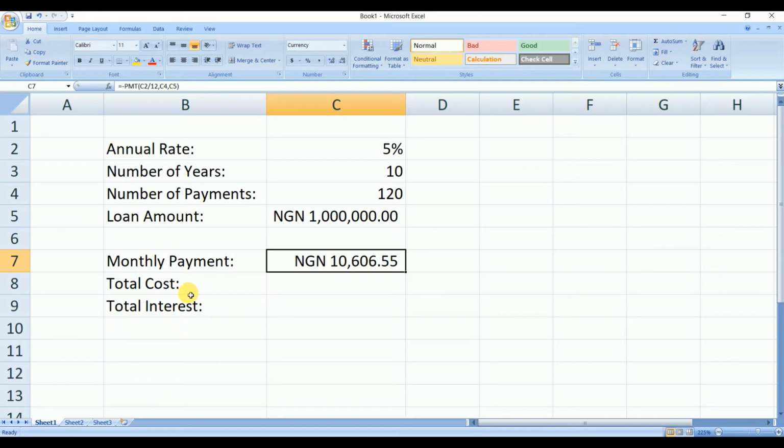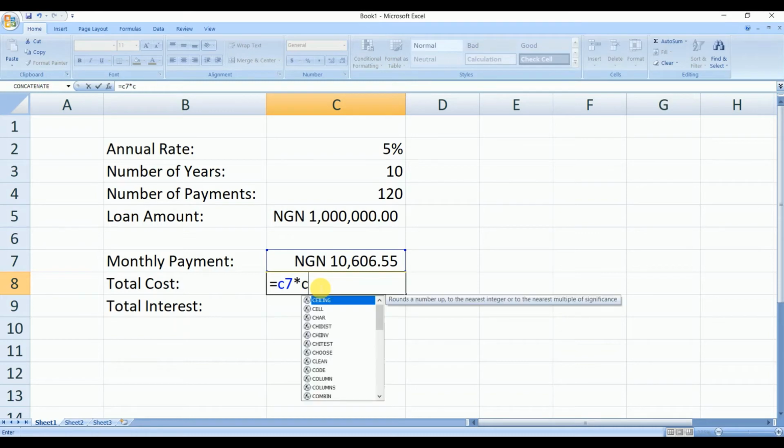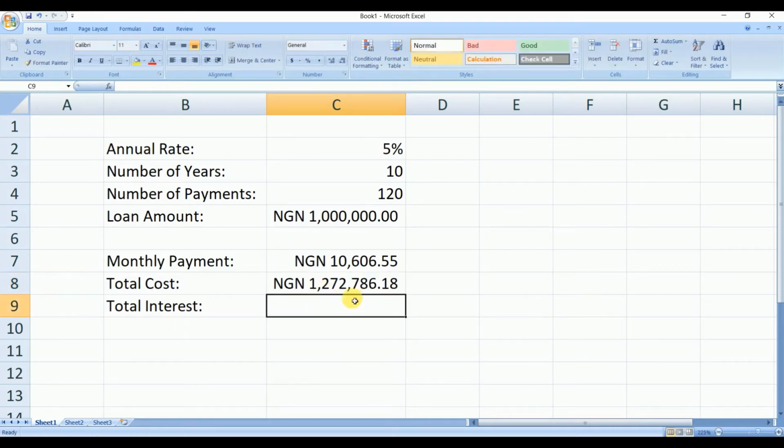So now what will be the total cost of this payment? The total cost will be the monthly payment times the number of payments. The monthly payment is shown here in cell C7. So we type equal to C7 times the number of payments. The number of payments is C4. So I type C4 and press enter. The system tells us that the total cost of this loan at the expiration of this period will be 1,272,786 Naira 18 kobo.